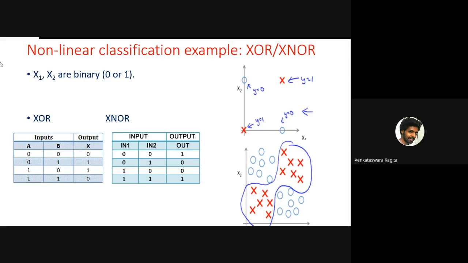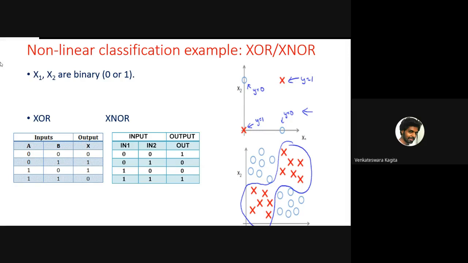It represents both, in fact. So crosses here represent one class, and circles here represent another class. This is the data generated using the gates XOR or XNOR. Is this linear classification data? No, right? We cannot draw a single line to separate these two classes. So it's not linear.